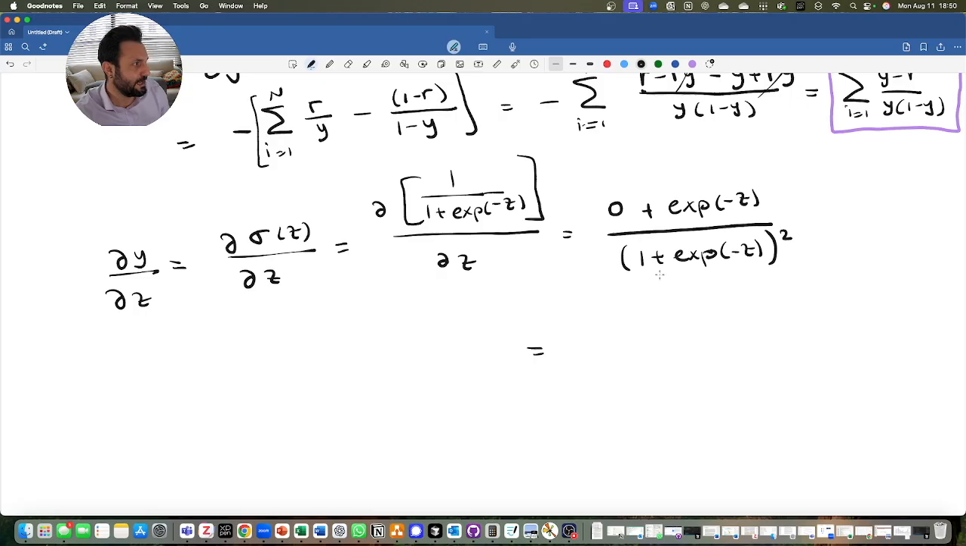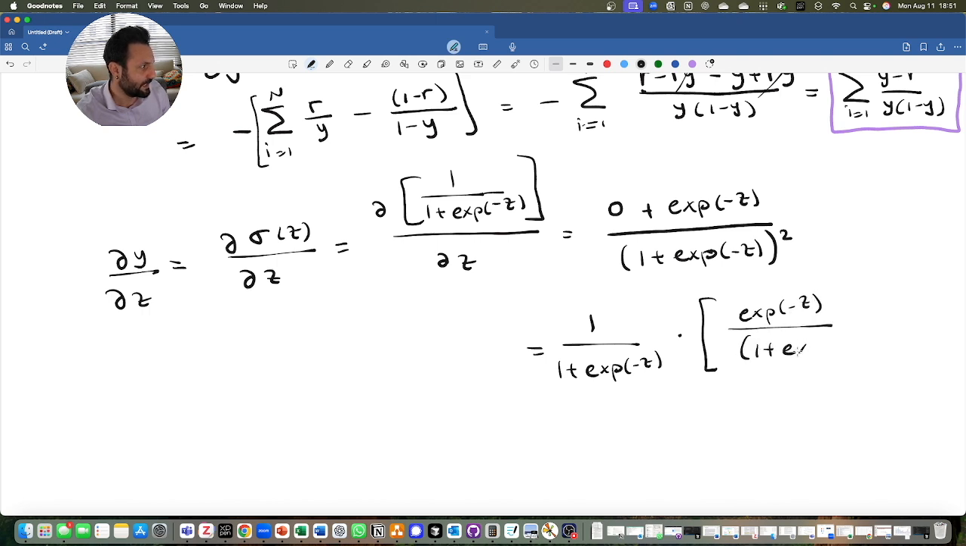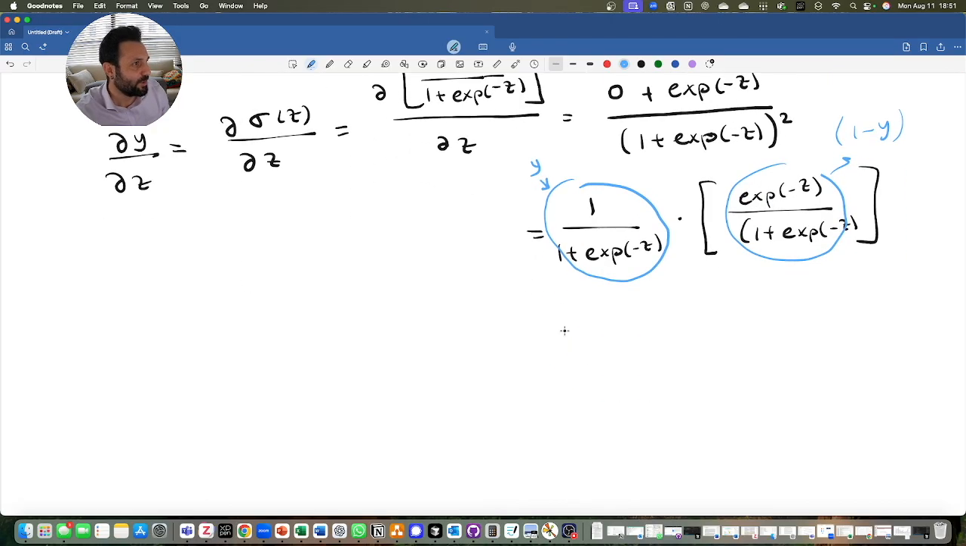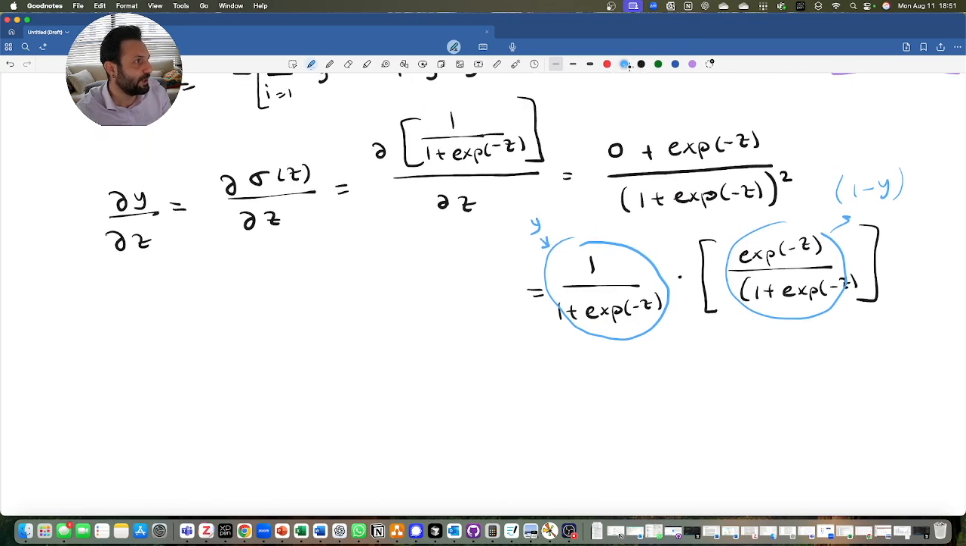So I have nothing but 1 over 1 plus exponential negative z, times exponential negative z divided by 1 plus exponential negative z. So notice how this guy, I've already named this guy, this is nothing but y. And if this is y, this becomes 1 minus y. So the derivative of sigmoid is y times 1 minus y.